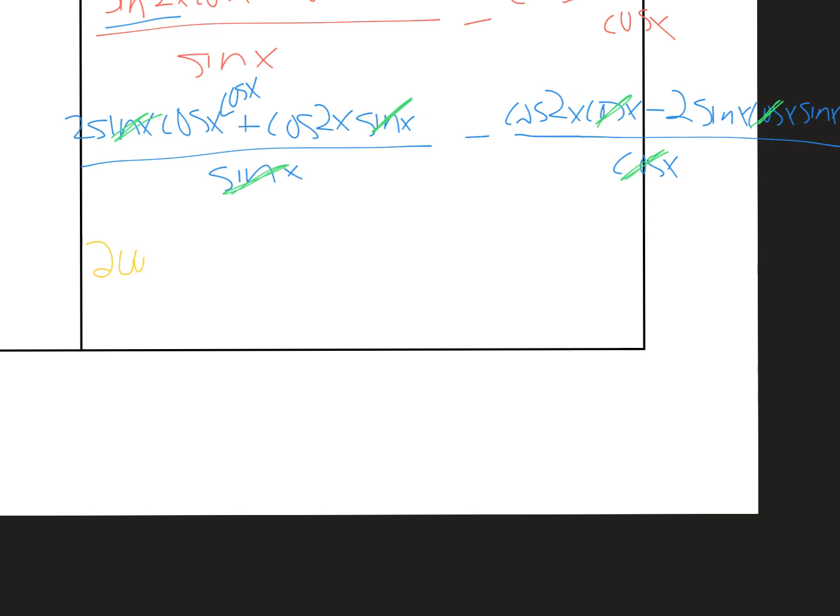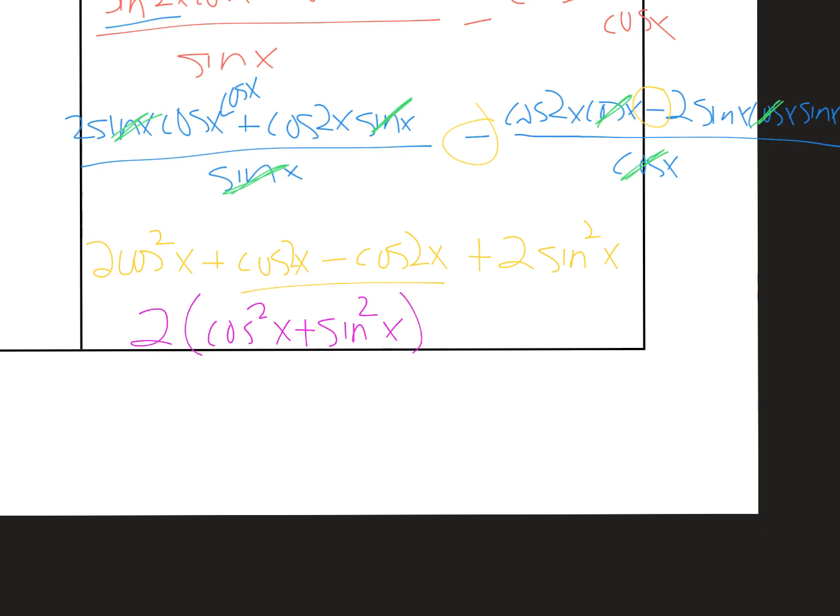2 cosine squared x, I like that, plus cosine 2x, minus cosine 2x, ooh, I like that, and that's a minus, so that's a plus, 2 sine squared x. Those will go away. I can take a 2 out, and I got cosine squared plus sine squared. That's just 1, so that makes that 2, so I did it. Yippee!